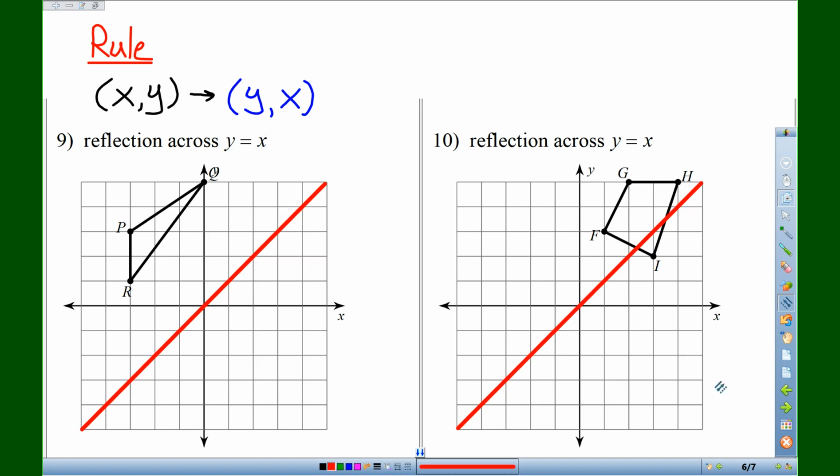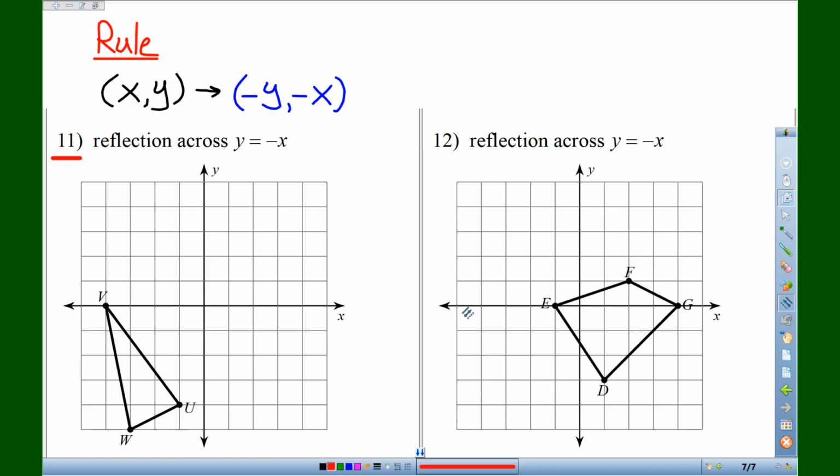Okay, what I do want to go over with you guys is number 11. Numbers 11 and 12 get into reflecting over the line of y equals -x. So first things first, go ahead and get that rule for numbers 11 and 12.